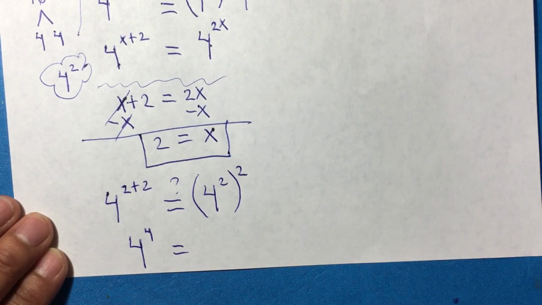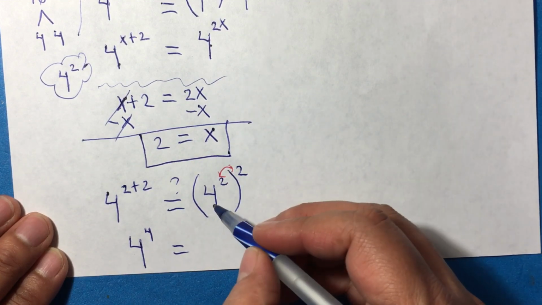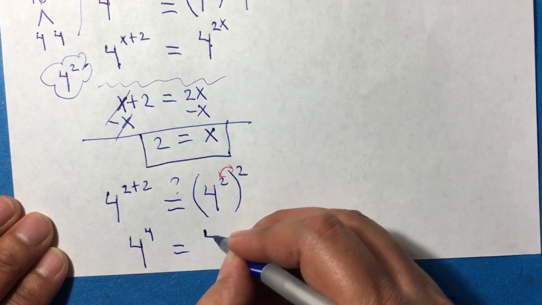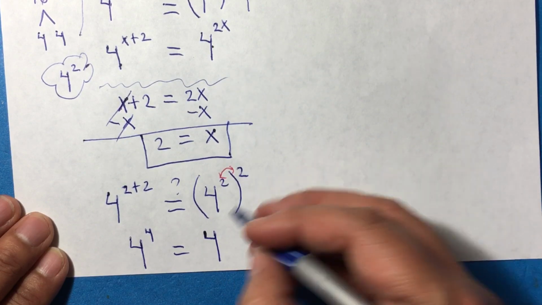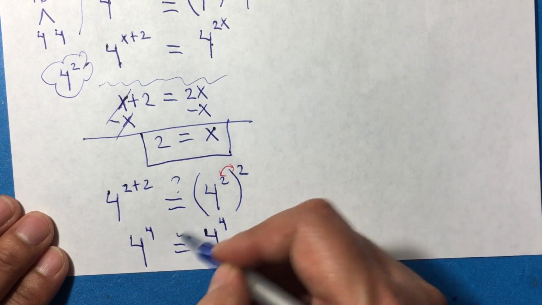And for the next step in here, we add 4 to the 2 plus 2 is 4. In here, because one is inside and one is outside and both are exponents next to each other, it's a power raised to a power. So we keep the base and multiply the exponents. 2 times 2 is 4. And we see that it's the same, so we say check.